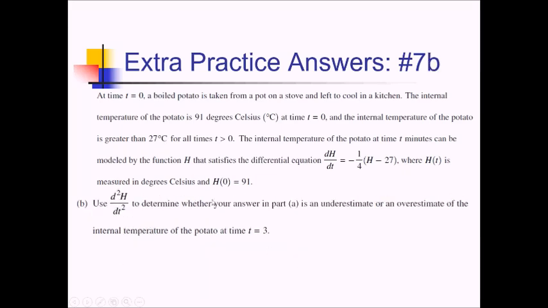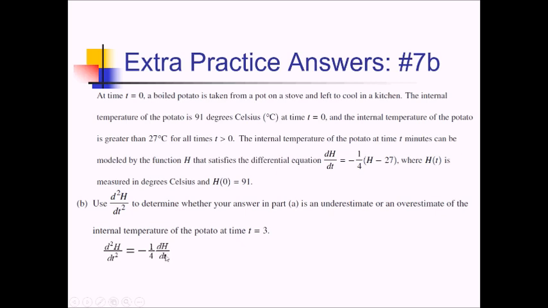For this part of the problem, they want us to use the second derivative of h to figure out whether our answer in part A was an under or overestimate at time t. So to take the second derivative, we have to take our first derivative here, and we're actually going to have to implicitly differentiate on this one because we have an output variable h inside the function. So that means we have to multiply whatever we get by taking the derivative of all this stuff by the derivative of h, the tail of the chain rule there. So this is going to be negative 1/4, that's the outer part of this, times the derivative of the something here, which is going to be dh over dt.